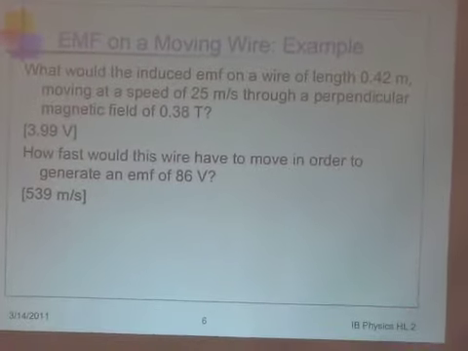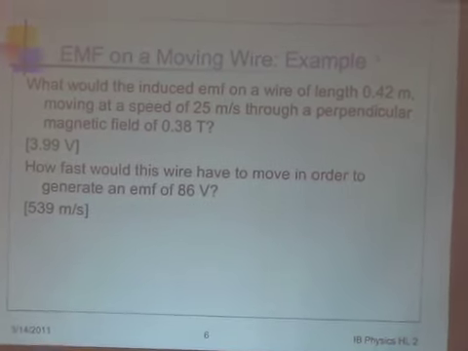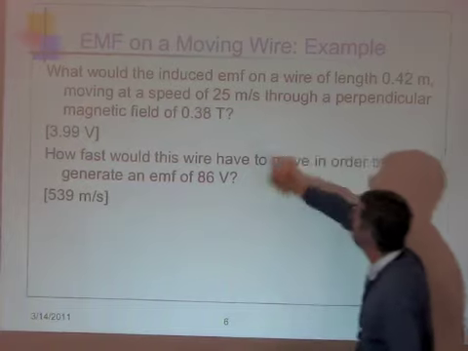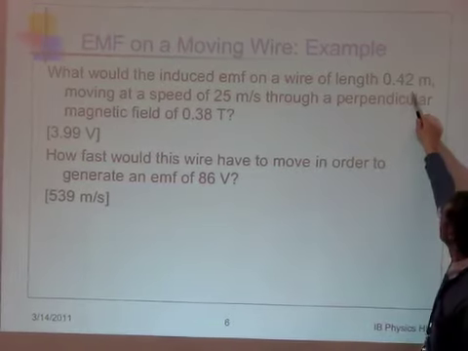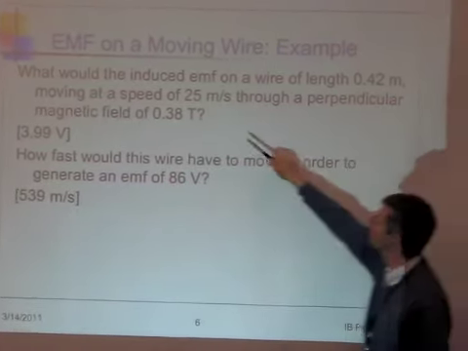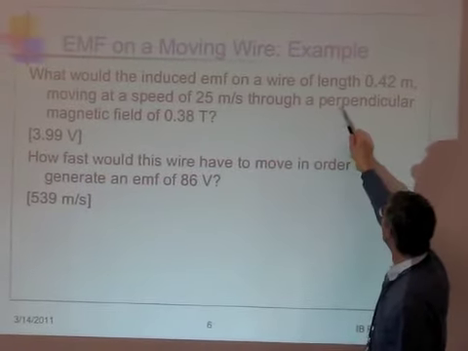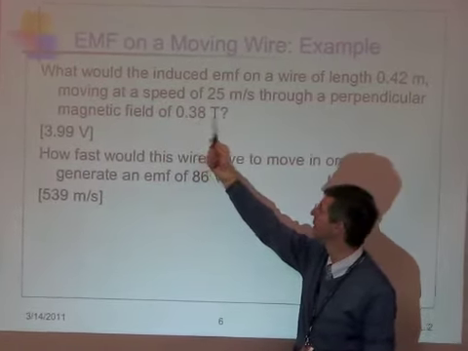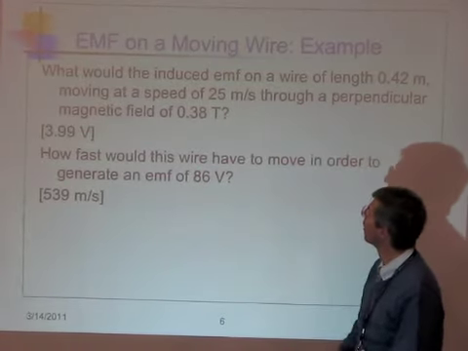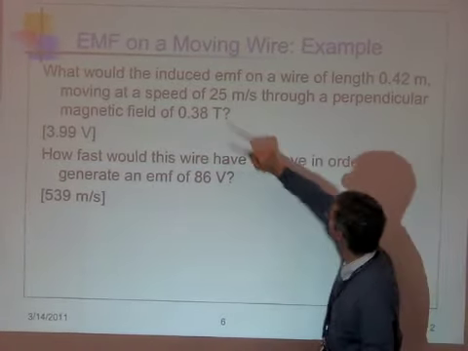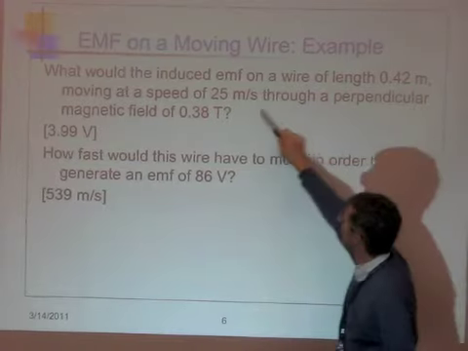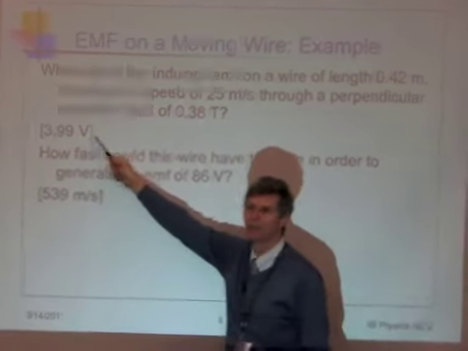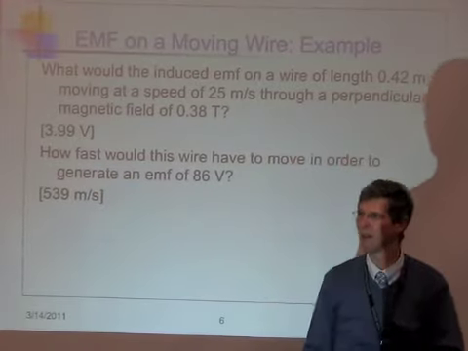So I'm not sure that we have time to go through this, but if we wanted to, we could say, what would be the induced EMF on a wire if its length were 0.42 meters, if it was moving at 25 meters per second, and it was going through a perpendicular magnetic field of 0.38 Tesla? If we multiply 0.38 Tesla by 0.42 meters and times 25 meters per second, those should multiply out to be something like 3.99 volts.